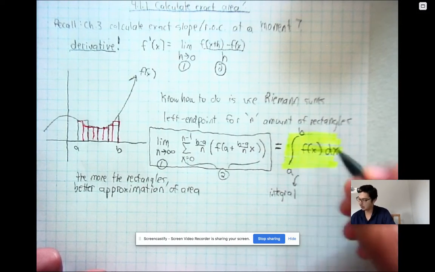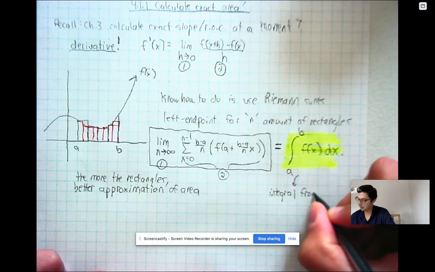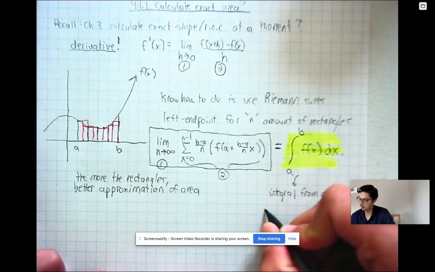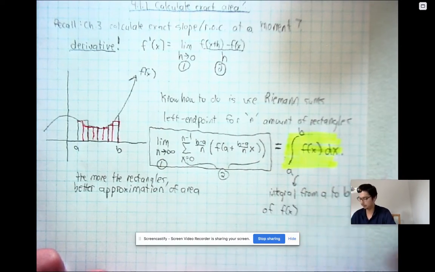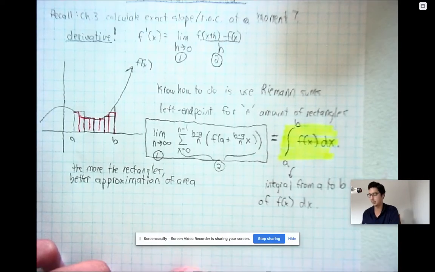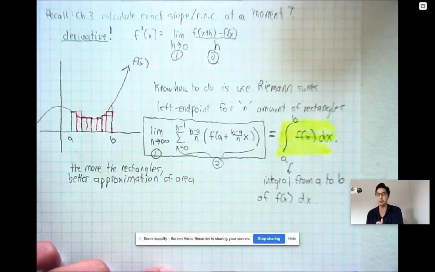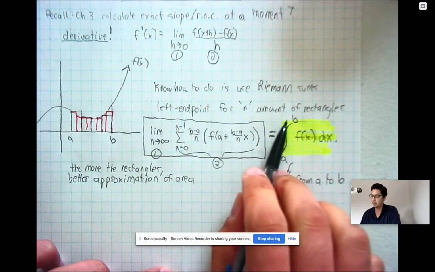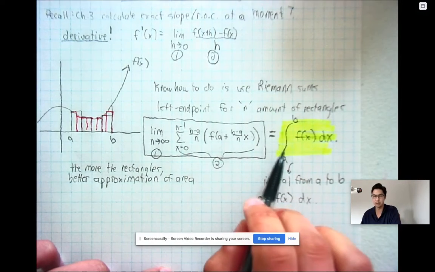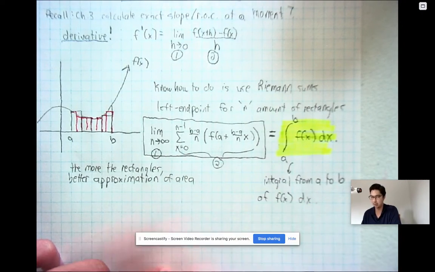That's what that notation is, from a to b of f of x dx. Now let's understand what this is, and I'm sure you can read the math notes and figure it out. But a to b is defining the range, the interval we're looking at. F of x is the curve we're looking at. What area under the curve do we want?